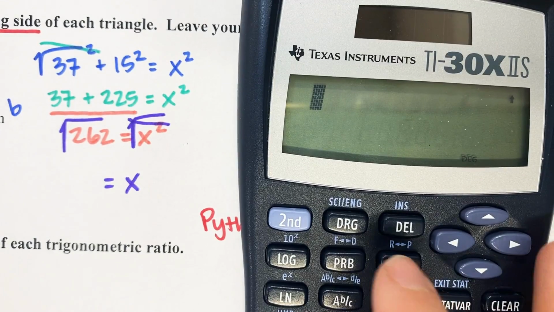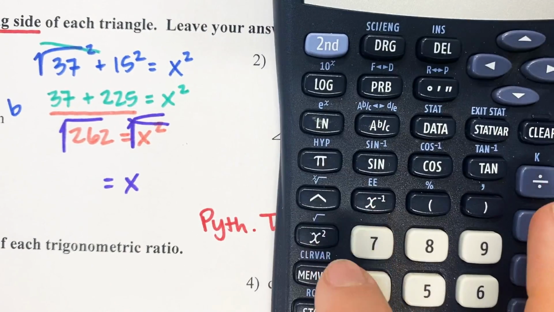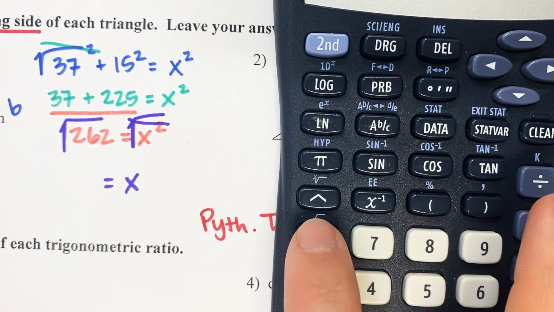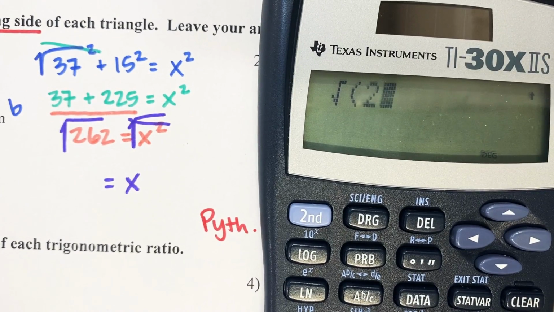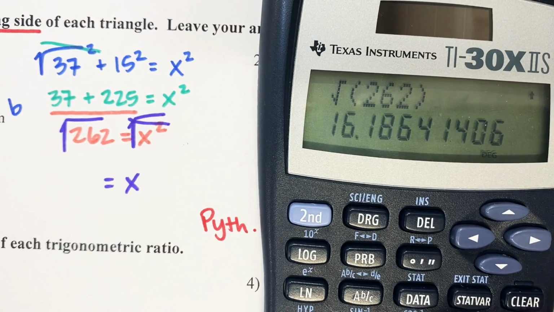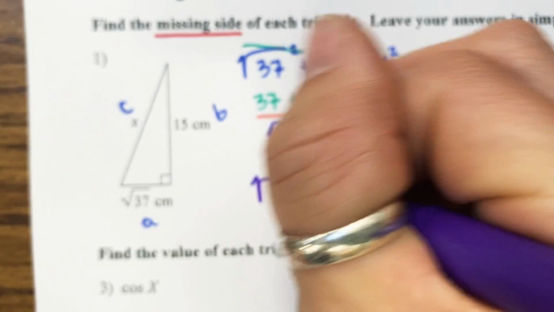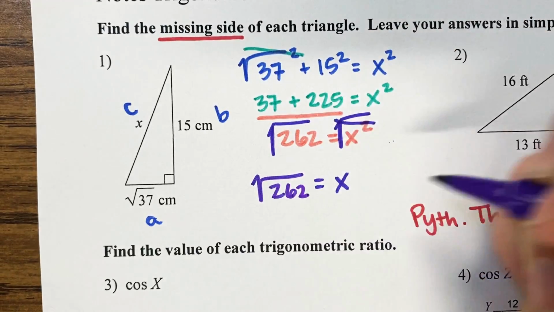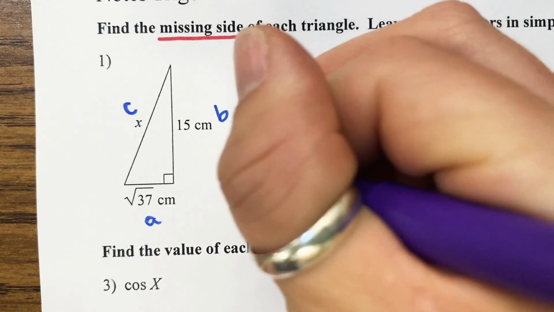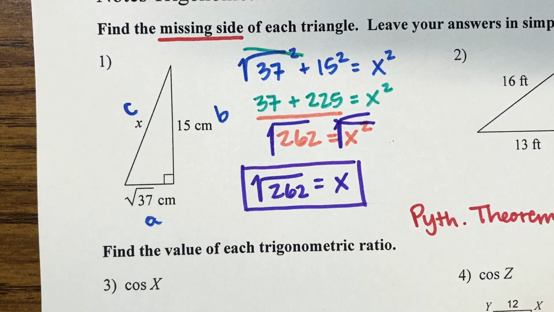In our calculator we can do second, then find our square root sign, 262, and that gives us an ugly long decimal, so we're just going to keep it as root 262. And that is our answer.